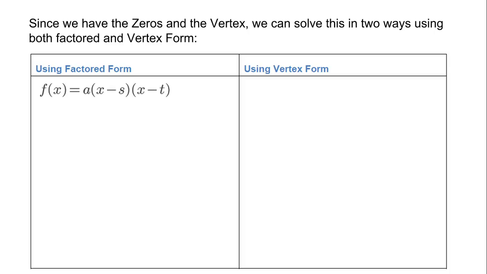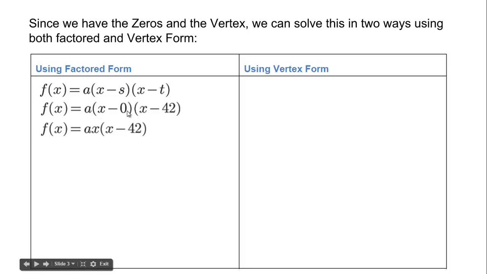Okay, so using factored form, remember factored form looks something like this: a(x minus s)(x minus t). We have an a value and the 2 zeros. You know your 2 zeros are 0 and 42. We don't generally put brackets around x minus 0, so we can write it like this: ax times (x minus 42). You don't have to write it like this, but it does help to understand that this is factored form, where one of the zeros is 0.